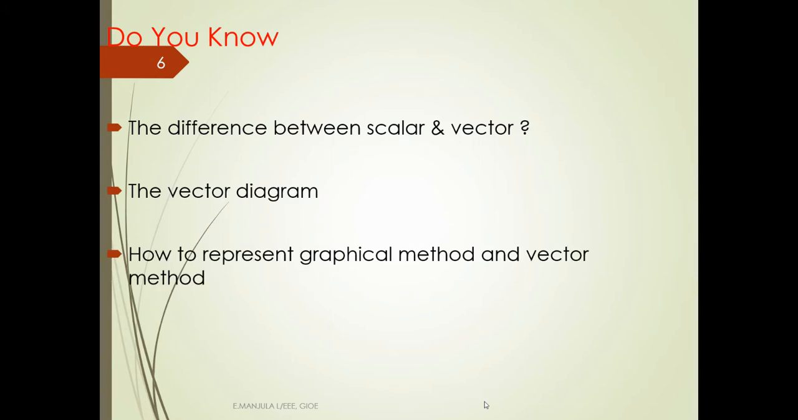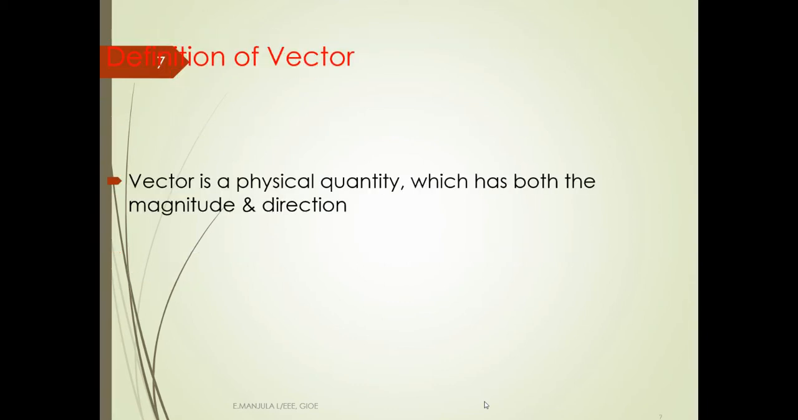So do we know the differences between scalar and vector? What is a vector diagram? How to represent a graphical method and a vector diagram? Today we will see it. We'll first go for the definition of a vector. So what is a vector? A vector is a physical quantity which has both magnitude and direction.